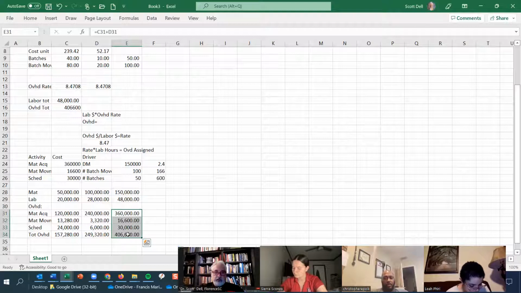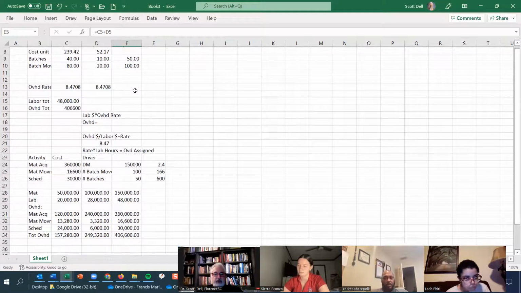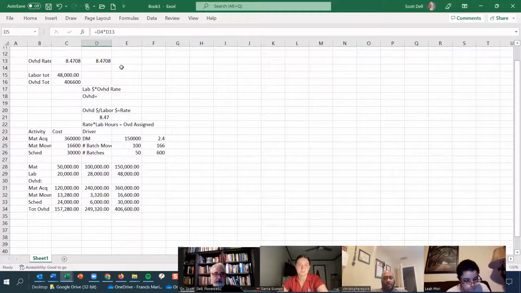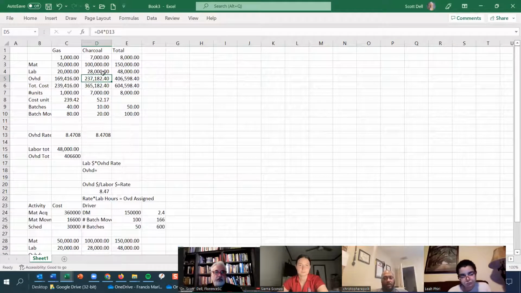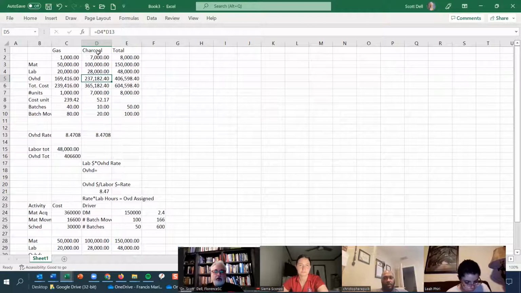So I got 406,600. So you'll notice that my total overhead, other than $2, I've got some rounding errors, is a match for what's going on up here. Right? I have the same total overhead, but I have the allocation different. I have 170.57 instead of 169, and I have 249 instead of 237. So I'm allocating a little bit more to my charcoal, a little bit less to my gas.